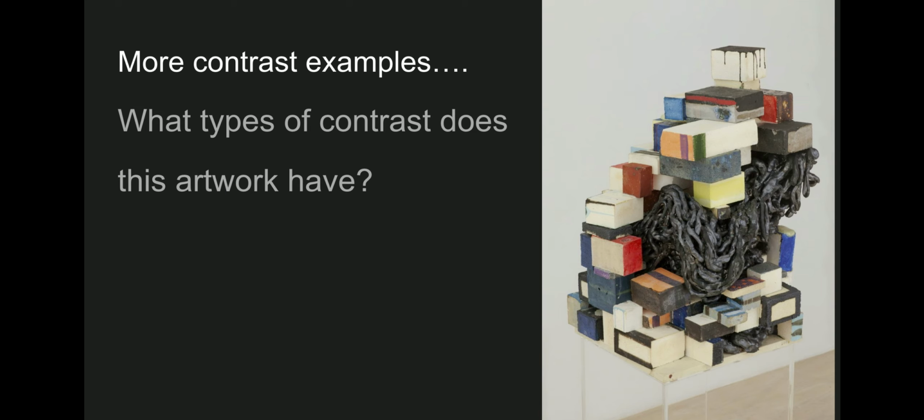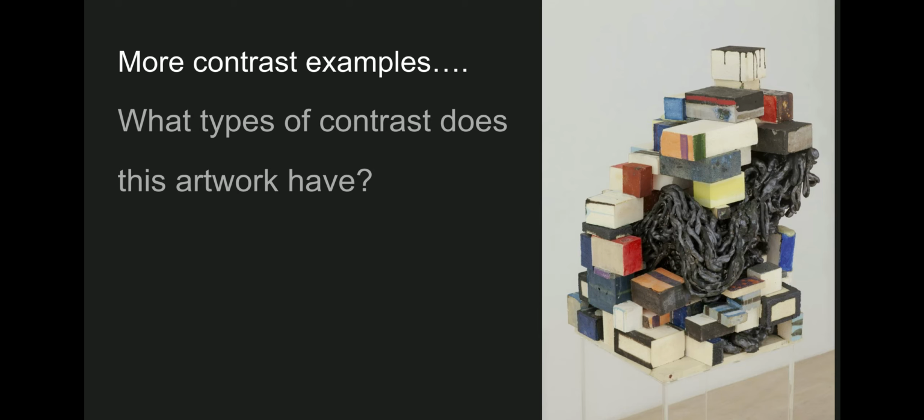For more examples of contrast, let's take a look at this piece. What types of contrast does this artwork have? I would speculate that it has lots. If you were thinking that color is being contrasted here, you are correct. The bricks contain lots of light, bright colors and also dark colors. We also see a contrast between the very organic rope-like material on the inside versus the lighter bricks on the outside.